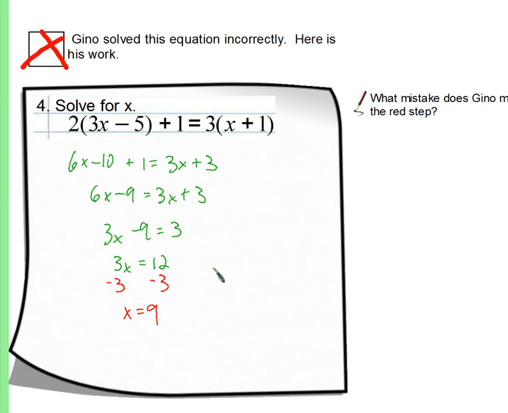I'm surprised to find how often people were taking 3x and subtracting 3. Cancel out the 3. Oh, yeah. Think about 3x equals 12. Wait, why do you have that, but that's wrong? This is wrong. Tell us why it's wrong. It says on the side, what mistake did Gino make in the red step?